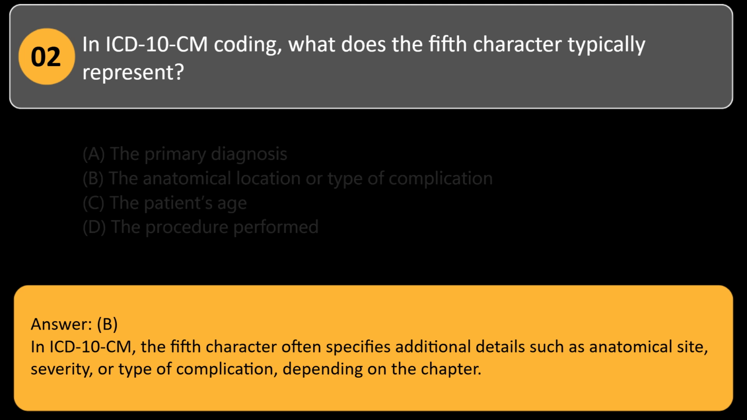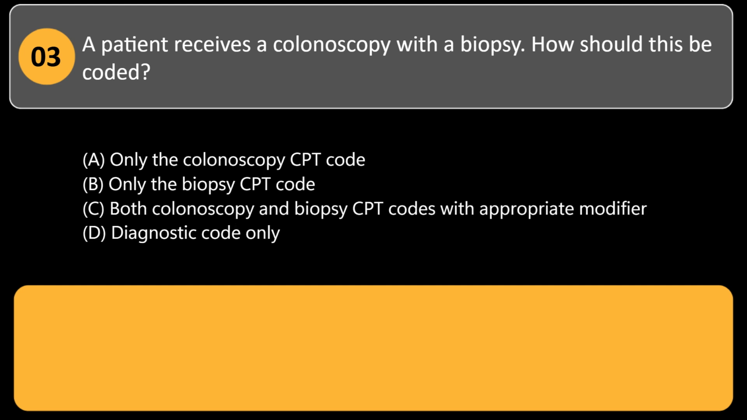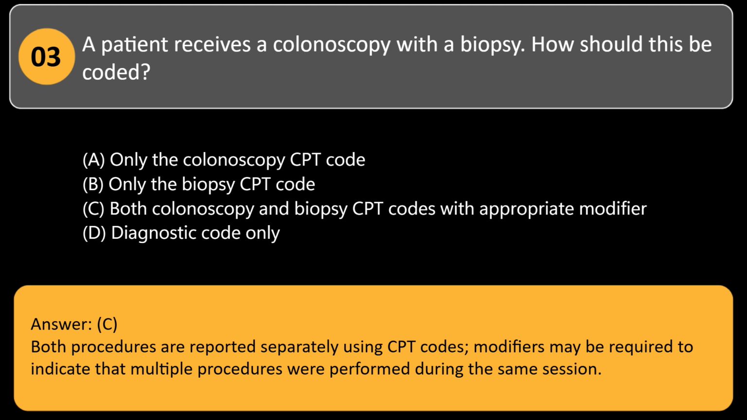A patient receives a colonoscopy with a biopsy. How should this be coded? A. Only the colonoscopy CPT code. B. Only the biopsy CPT code. C. Both colonoscopy and biopsy CPT codes with appropriate modifier. D. Diagnostic code only. Answer: C. Both procedures are reported separately using CPT codes. Modifiers may be required to indicate that multiple procedures were performed during the same session.